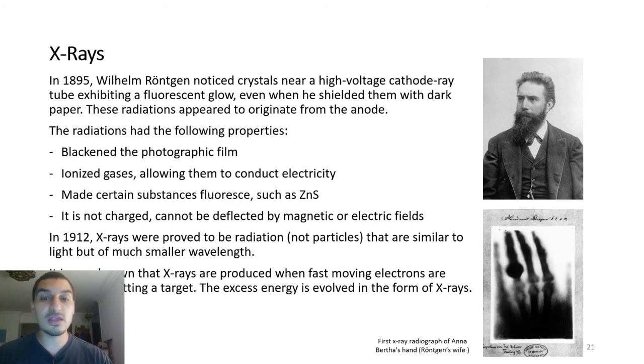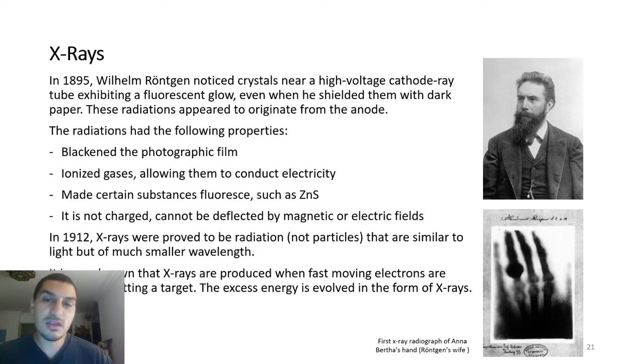So his experiments showed that these rays can blacken the photographic film. If you have a photographic film, it will cause a change in its color. They ionized gases, making gases able to conduct electricity, and they made some materials like zinc sulfide fluorescent. These radiations were exposed to electric and magnetic fields, and nothing happened to them, so they are not charged.